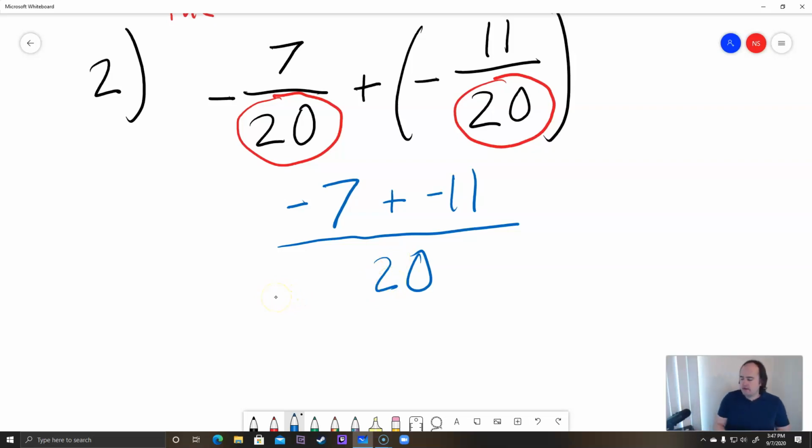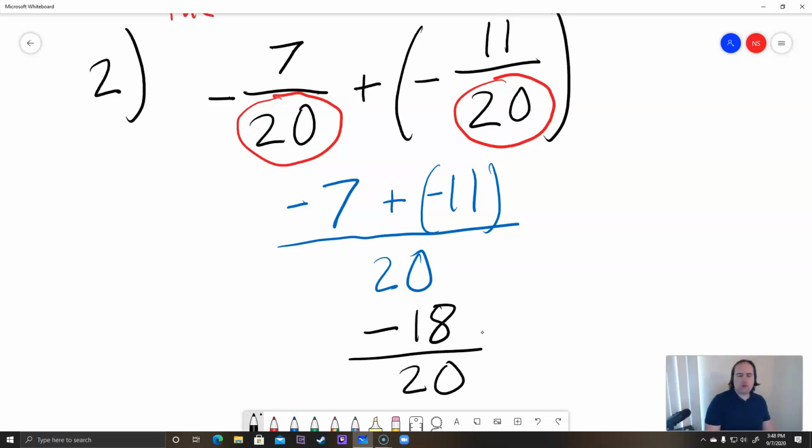Okay? And then -7 plus -11 should give you, because they're the same sign, you keep the sign and add. Okay, so 7 plus 11 is 18. So we actually get -18 on the top. Okay, so we should have -18 over 20. And then we're not done.